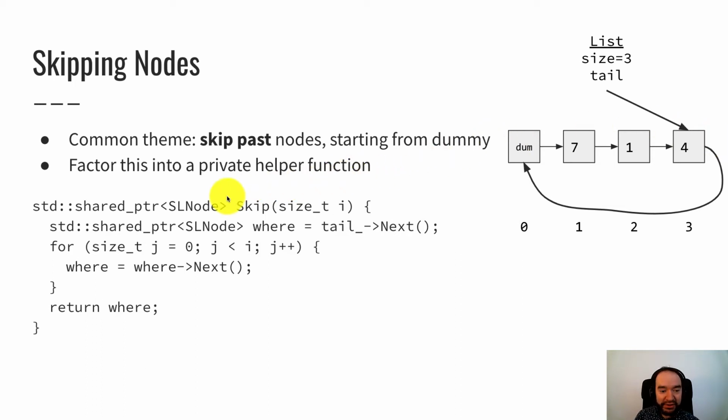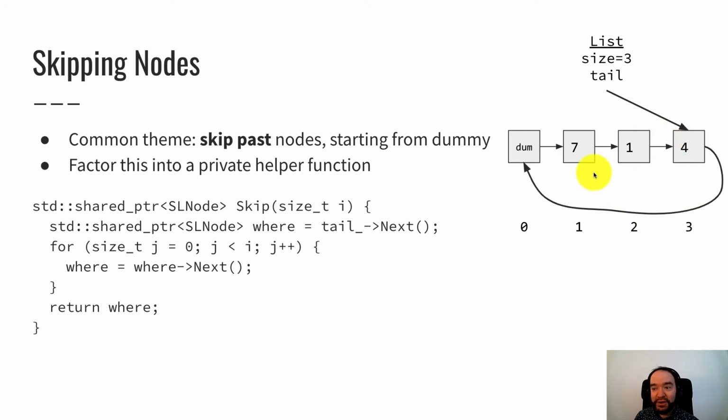Here's how the function works. I'm calling it skip. It's given an index I as a size_t, and it returns a pointer to the node at index I. Now this indexing system starts at the dummy node. It's a little detail. So dummy is index 0. The first node that has an element would be index 1. The second node that has an element would be index 2. And the third node that has an element would be index 3.